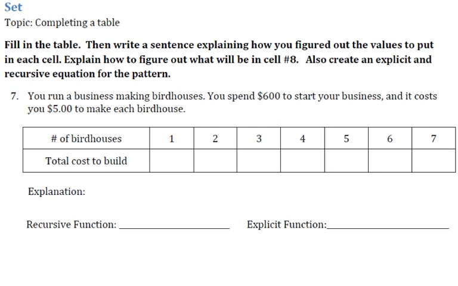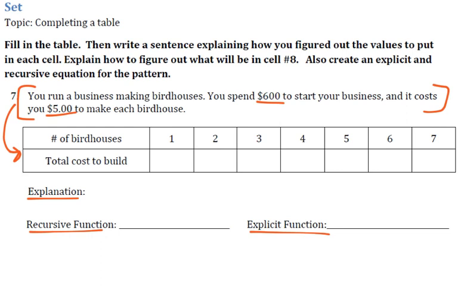Alright, now let's take a look at these tables. So we are going to use this story problem to fill out the table, give an explanation of how we figured it out, then write a recursive and an explicit function. So let's get started. So you run a business making birdhouses. You spend $600 to start your business, and it costs $5 to make each birdhouse.